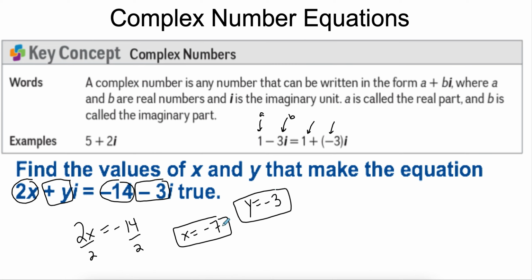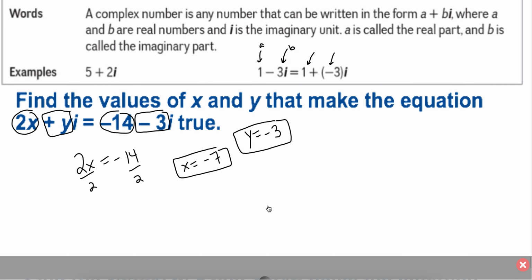So if I put this in for the x and put that in for the y, we get the same thing on the left as we do on the right. So x equals -7 and y equals -3. This would be a complex number equation. Okay?